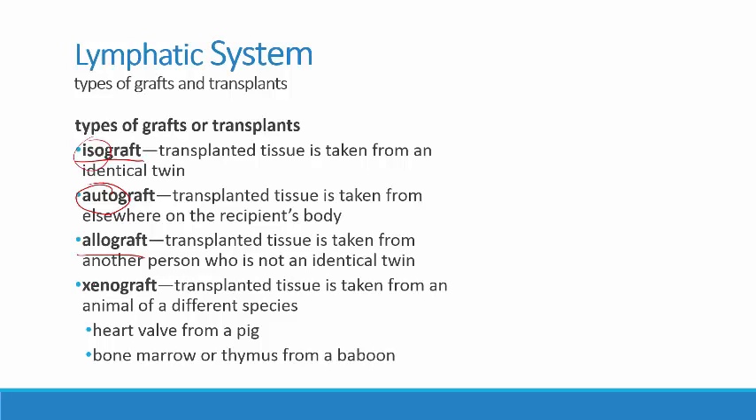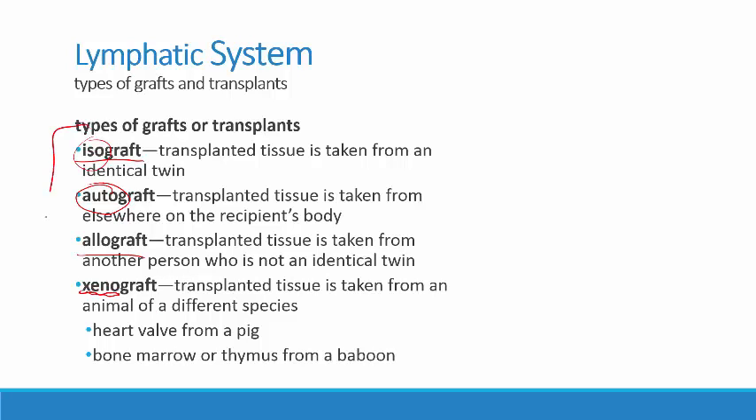And then last of all, xeno means completely other, I think is the term. I'm not sure of that now, but it means that a different species is involved. So a xenograft is when we take, say, a heart valve from a pig heart and transplant it into a human, or maybe bone marrow or thymus tissue from a baboon and move it into a human. Those would be xenografts.